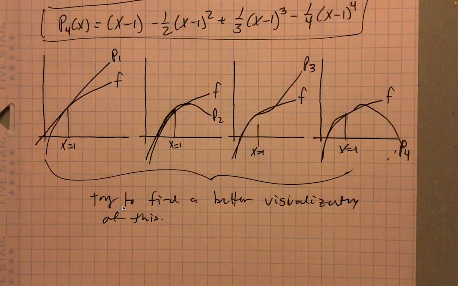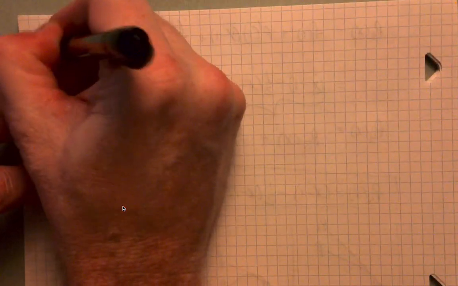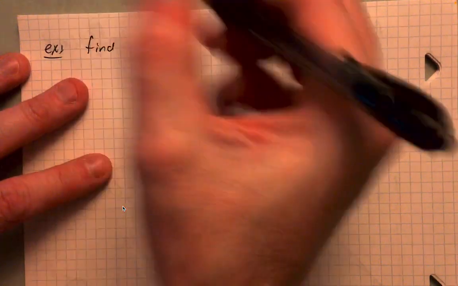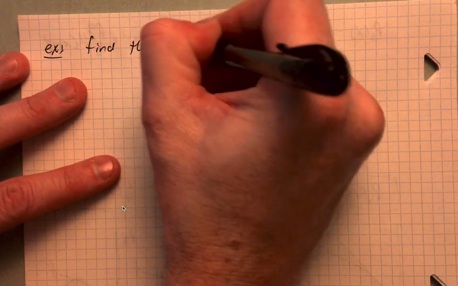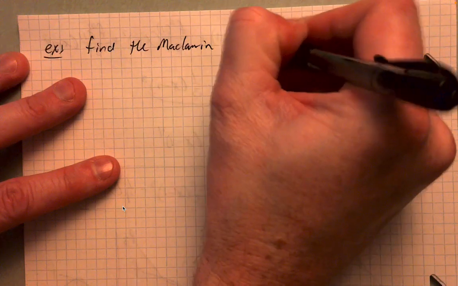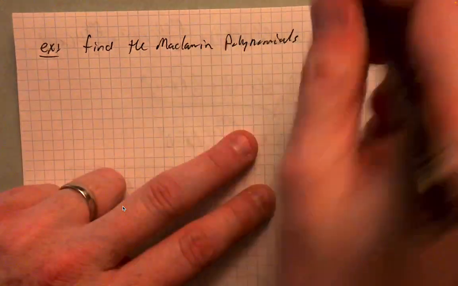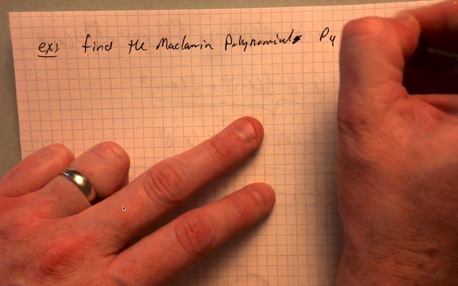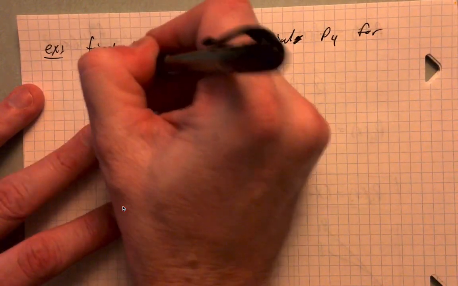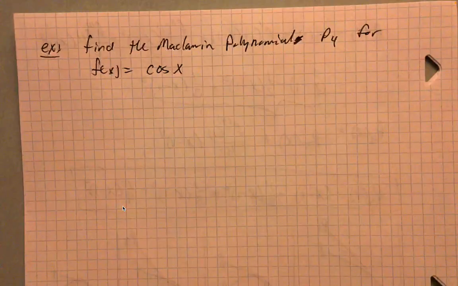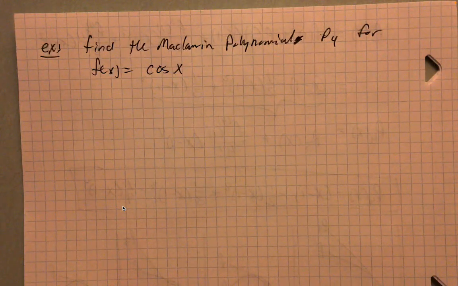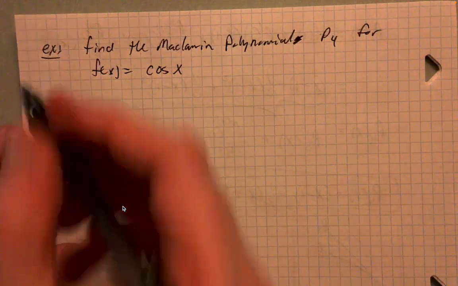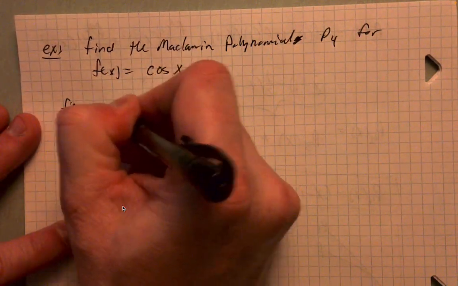Okay, very good. Let's do another example here. Let's find the Maclaurin polynomial P4 for f of x equals cosine of x. So we just have to differentiate cosine, right? So f of x equals cos x.